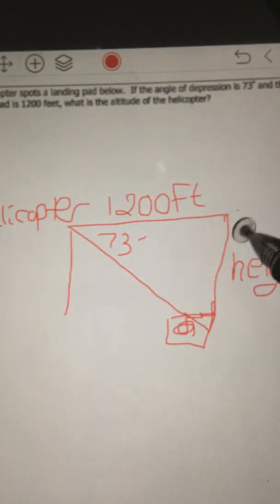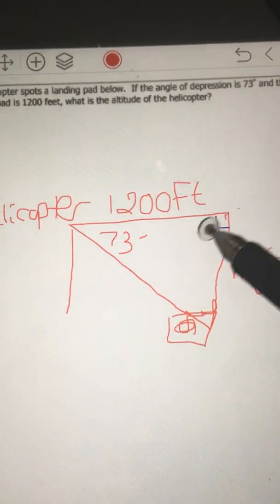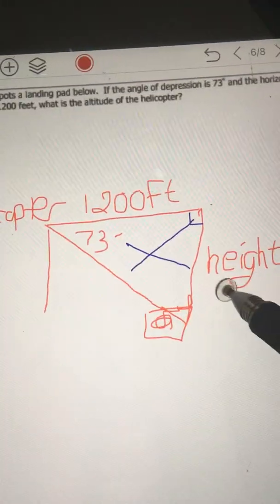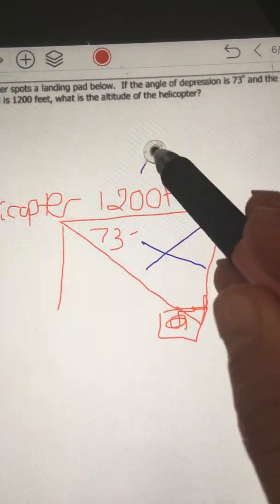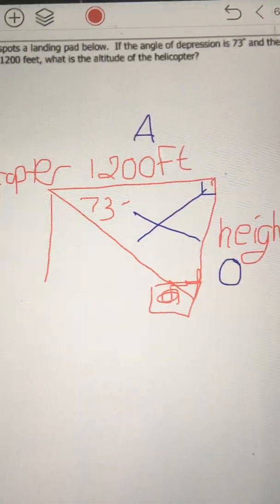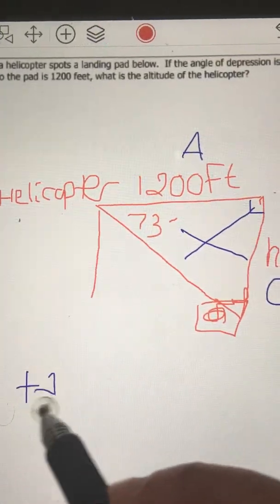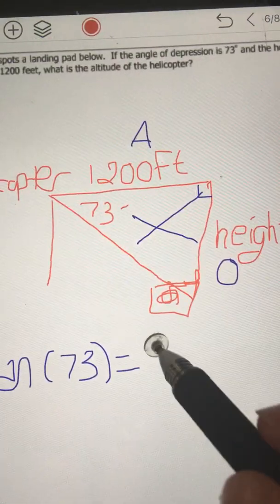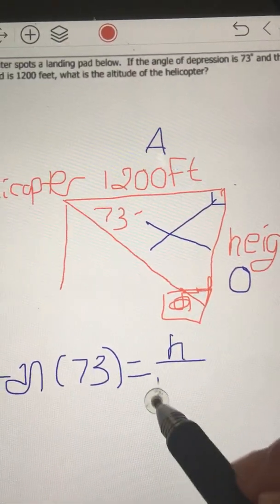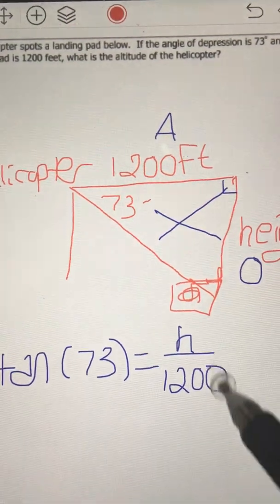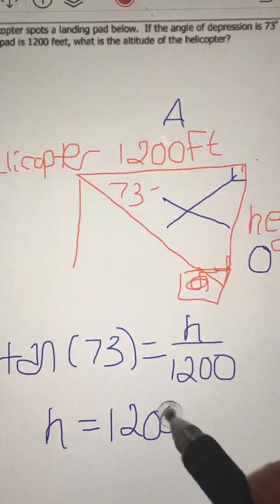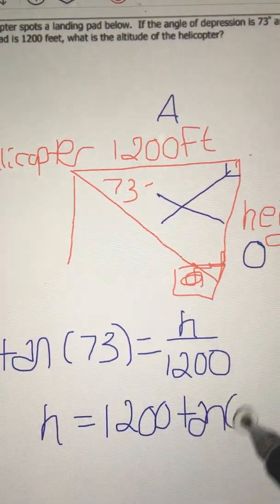So again, we can label what we know. So across from the 90 degree, which is technically here, would be H, but we don't need it. Across from our angle is O, and the other side is A. So again, we're using TOA or tangent. So tangent of 73 equals O, which is height, over A, which is 1,200. And then that would give us H equals 1,200 times tangent of 73.